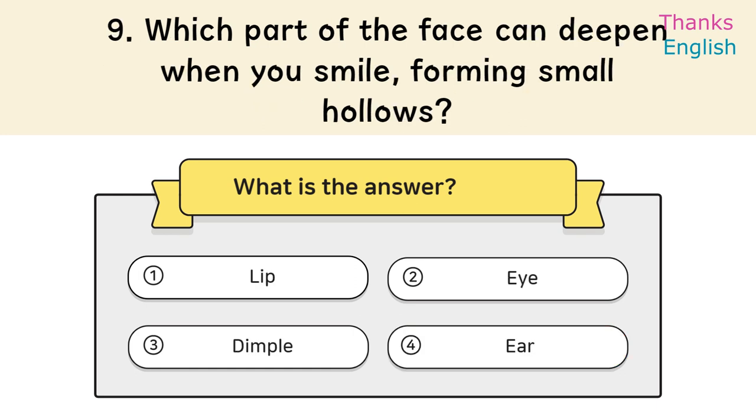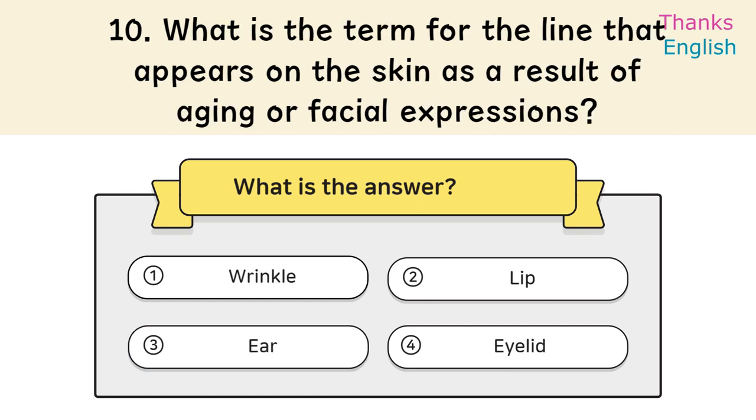9. Which part of the face can deepen when you smile, forming small hollows? 3. Dimple. 10. What is the term for the line that appears on the skin as a result of aging or facial expressions? 1. Wrinkle.